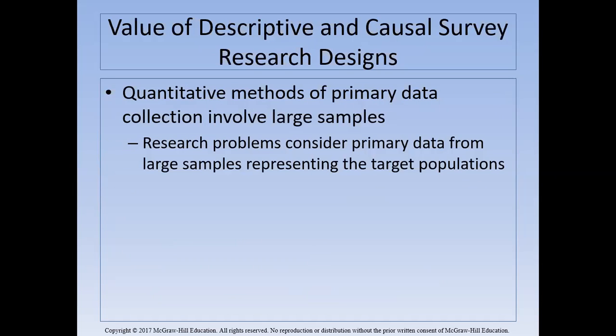Now, the quantitative method of primary data collection involves a large sample. See, we said in the last class that the first thing we do is secondary data. We try to collect the data that's available in a market, on the internet or in a library, and if it's not good enough, then we go to the primary data collection. So this is where we do data collection.